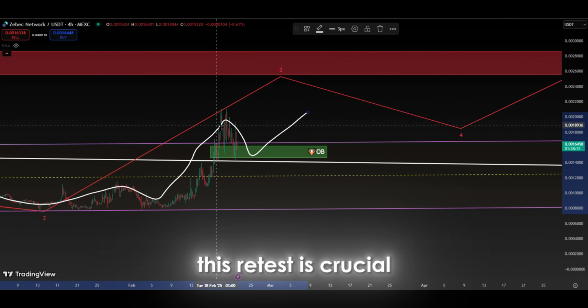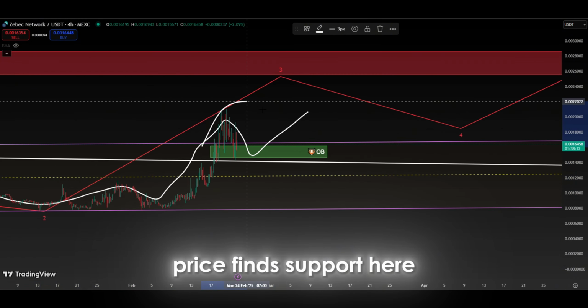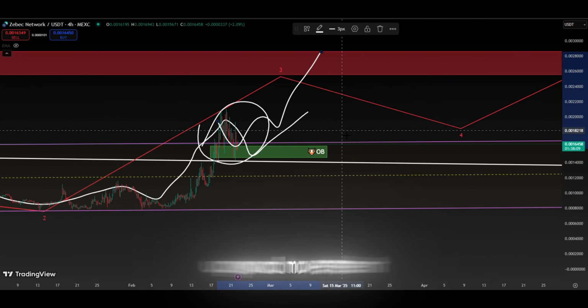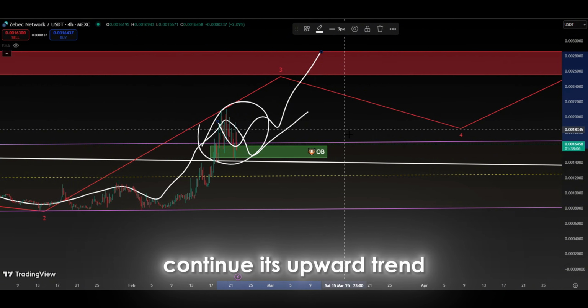This retest is crucial because if the price finds support here, it confirms the breakout as valid and increases the likelihood of further upward movement. Once the retest is complete, the price will be ready to continue its upward trend.